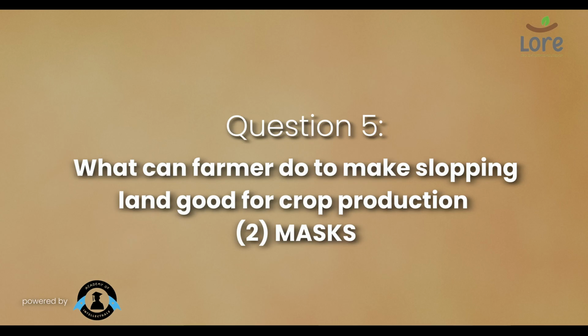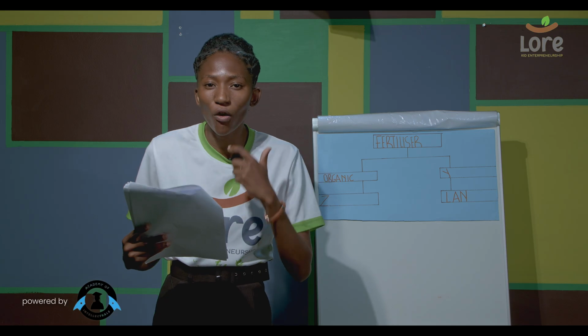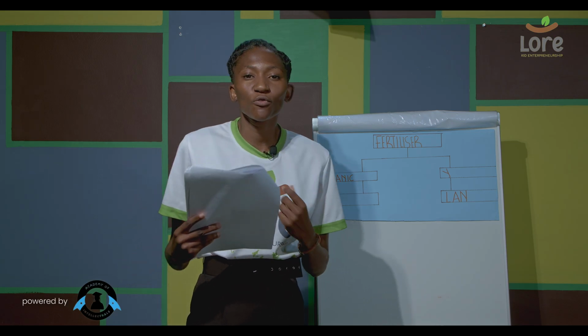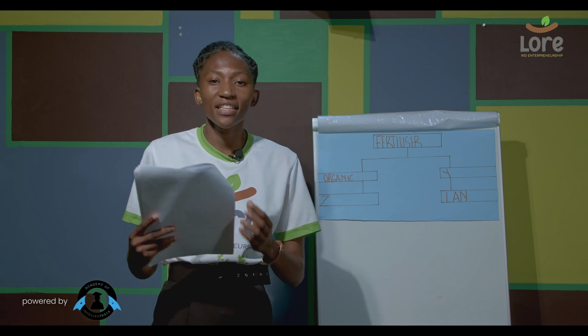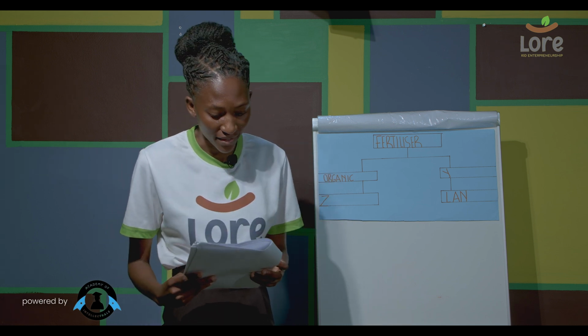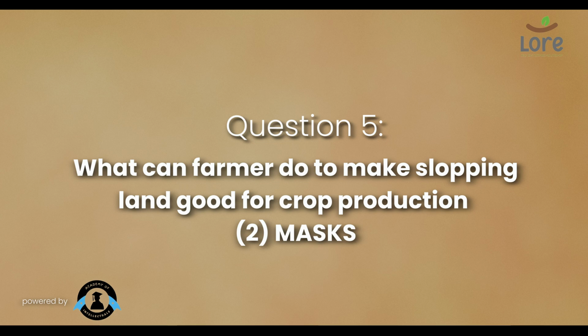Question 5 says, what can farmer do to make sloping land good for crop production? Please make sure that you read your question more than once so that you understand what your question is saying before you attempt to answer it. This is also a direct question that is requiring solutions to a sloping land.